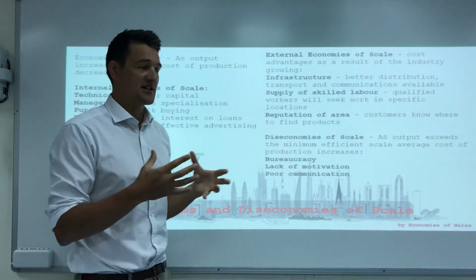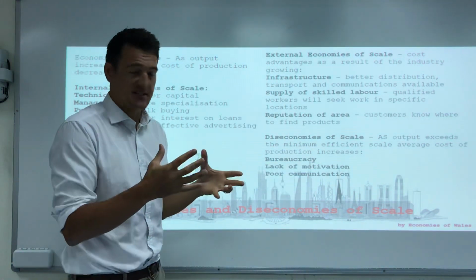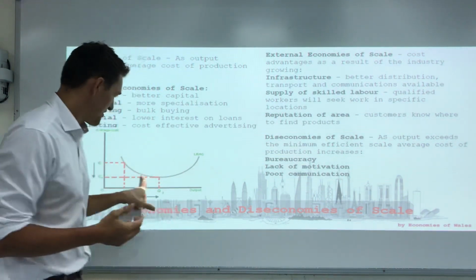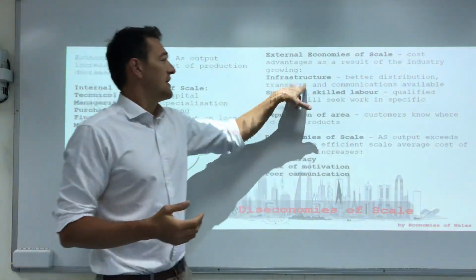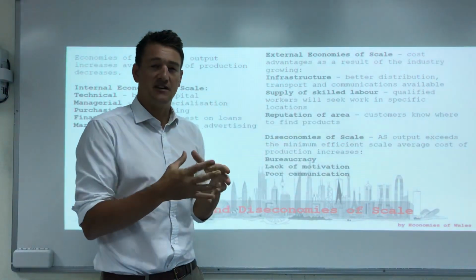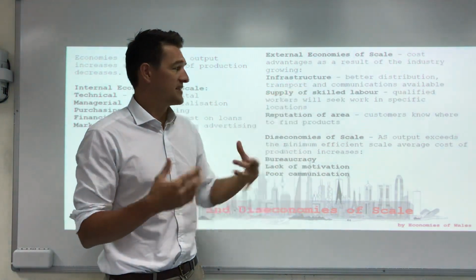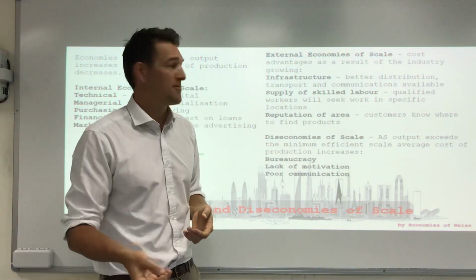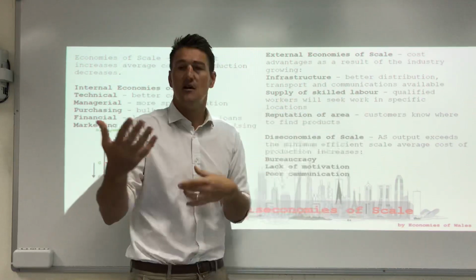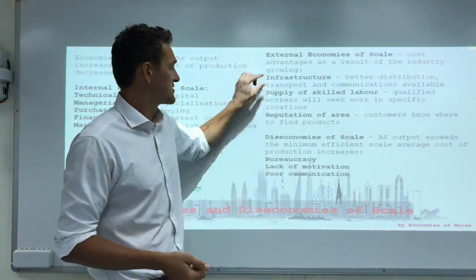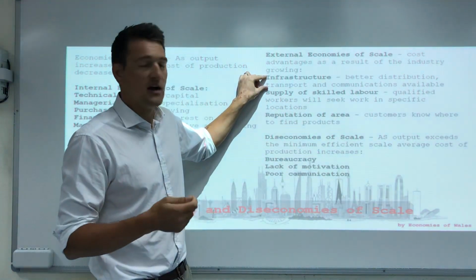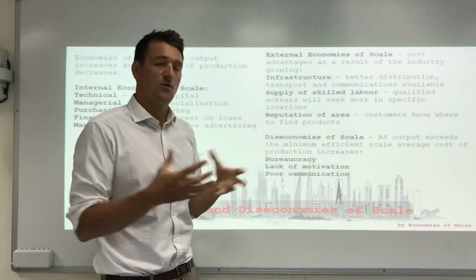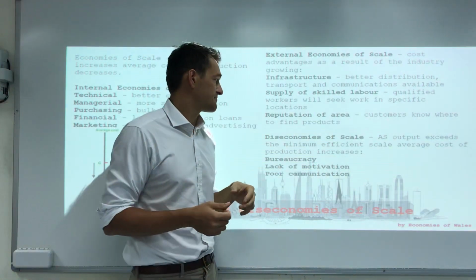Now, by locating yourself amongst other businesses in the same industry, you're going to get advantages which will lower your average costs. If there's lots of businesses on an industrial estate, the government might install better infrastructure, better highways, better train networks, better public transport, better communications, like better broadband cables, whatever it is. And that can always improve your costs. Therefore, infrastructure is one way in which you can achieve external economies of scale.